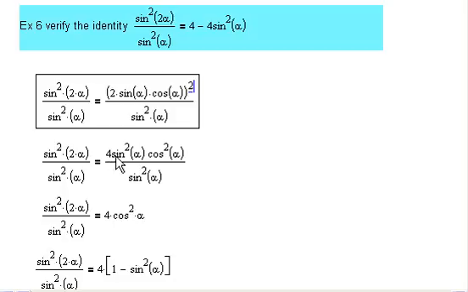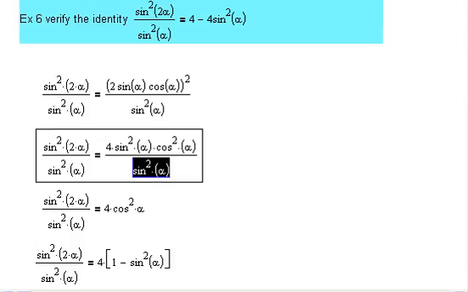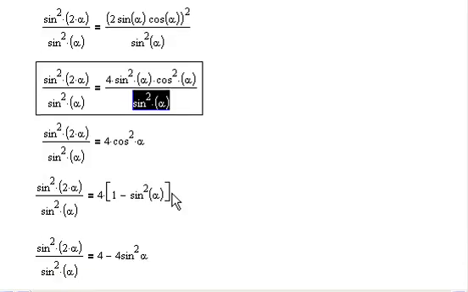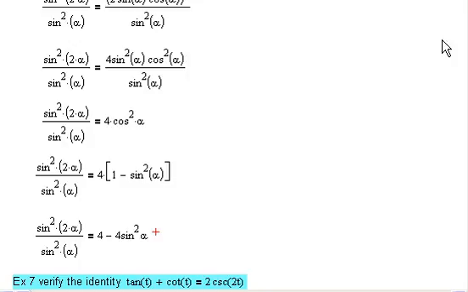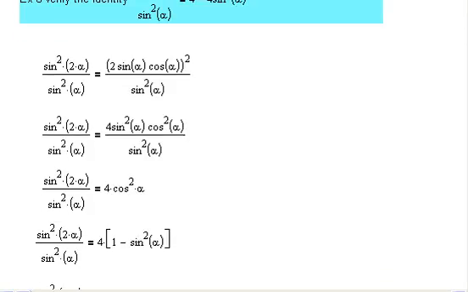Now I think you can see easily that the sine squared alpha and this sine squared alpha will cancel. So we get this side equal to 4 cosine squared alpha, and then we would replace the cosine squared alpha with 1 minus sine squared alpha, which leads us directly to what we're trying to prove. So that was a fairly easy one. I won't say these are all easy, as you'll see here in a little bit.